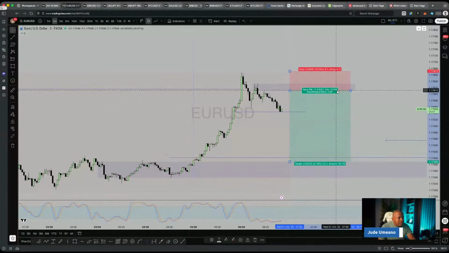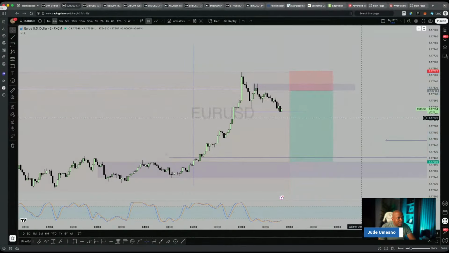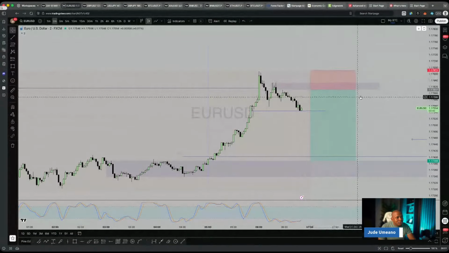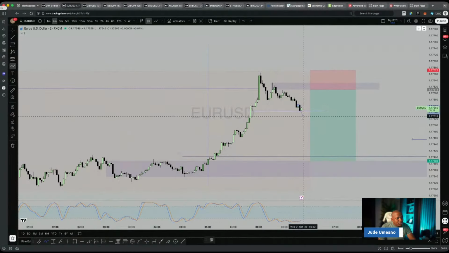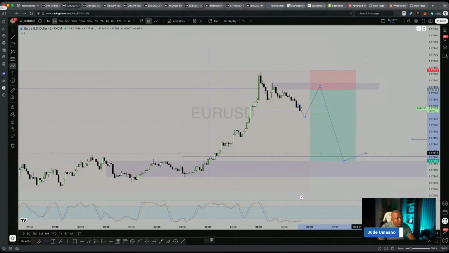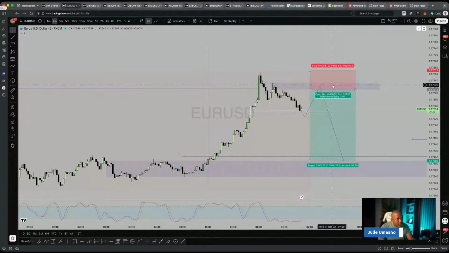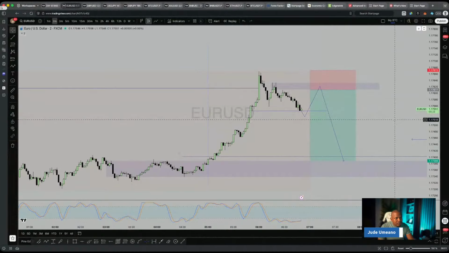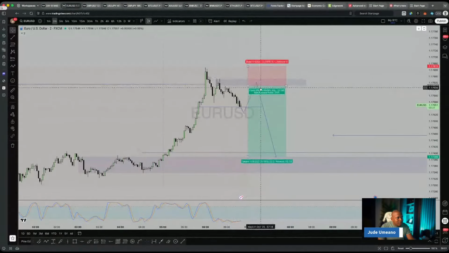Let me repeat myself. Now, to take this trade, you have to be sure that this candle breaks below this particular line here that I drew. Then that is when you can take this trade. If it doesn't go below this line, then don't bother with this. So this will be the first trade I'll be looking at.